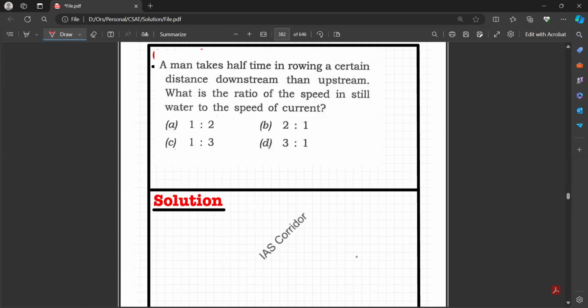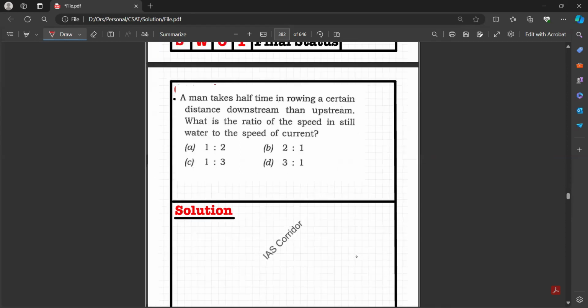A man takes half time in rowing a certain distance downstream than upstream. Man takes half time. Downstream में half time than upstream. What is the ratio of the speed in still water to the speed of current? अगर still water is taken as S, current को मान लेते हैं C, upstream में कितना होगा? अगर stream S है, current उसको restrict कर रहा है, S minus C होगा उसका speed. Downstream में क्या होगा? दोनों को ऐड कर दोगे, क्योंकि it will support.